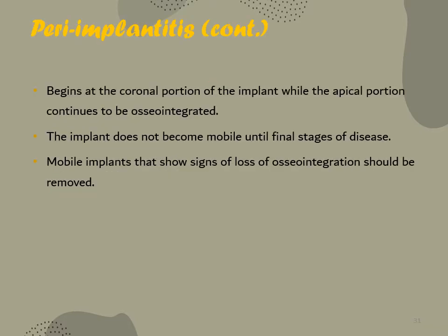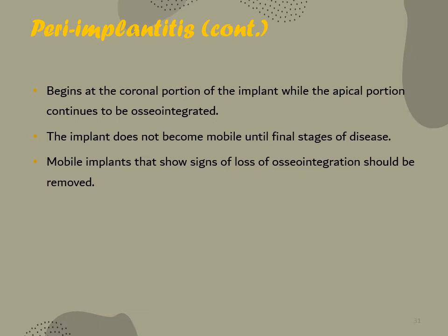So peri-implantitis is going to begin at the coronal portion of the implant, while the apical portion continues to be osseo-integrated. What does that mean? It means that you're going to lose bone from the crown, and it's going to slowly go down towards the apex, or like the tip of the implant.